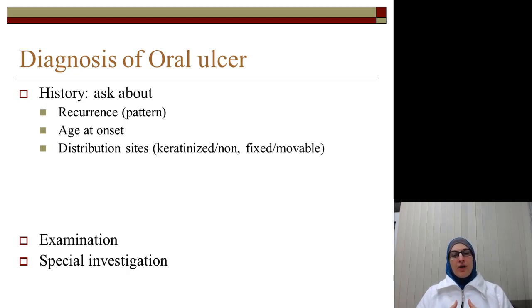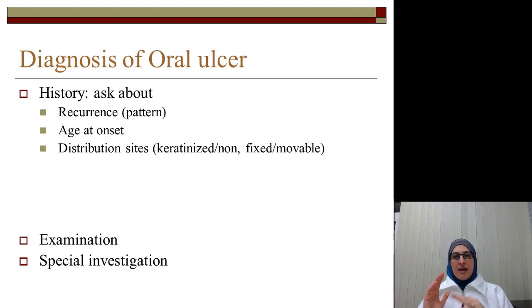The distribution of the ulcers: where do they occur? Do they occur anywhere in the oral cavity? Does this include keratinized and non-keratinized areas? Does it occur more frequently in the fixed mucosa, which is attached mucosa, or movable mucosa like the buccal mucosa, the tongue, the floor of the mouth? The importance of this question is that it also helps you in making the diagnosis. For example, an aphthous ulcer almost always occurs in movable mucosa.